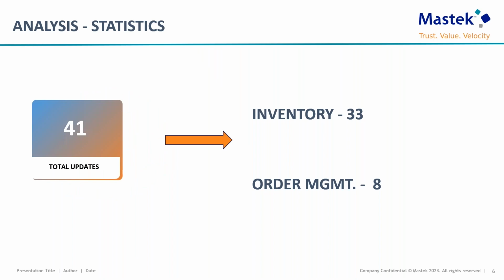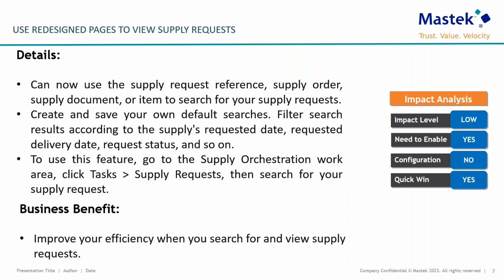So there are in total 41 updates, and if we bifurcate these 41 updates, in inventory we have 33 new features, and in order management we have 8 new features. Let's start with the first one, which is the redesigned page to view supply requests.